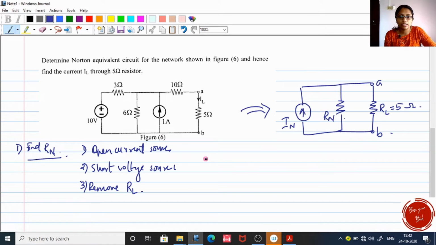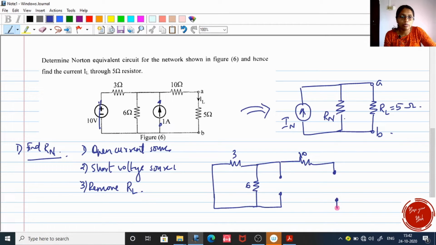So let's redraw the circuit. We have to short the voltage source. That is, over here we have to short it, and we have to open the current source. Then it will be like 3 ohm, 6 ohm, and an open circuit for the current source. And we have the load as 5 ohm. So let's remove the RL.